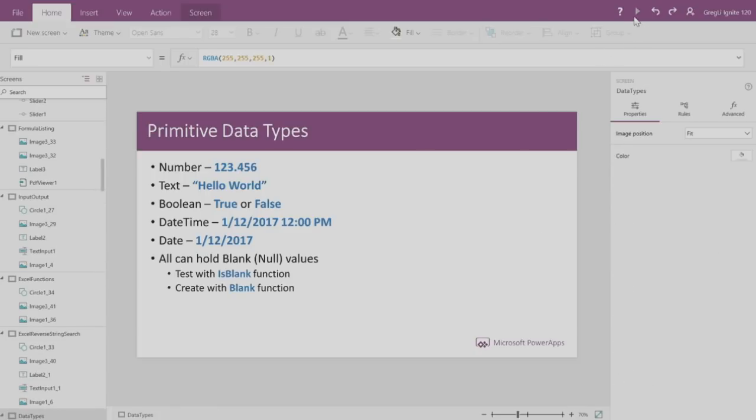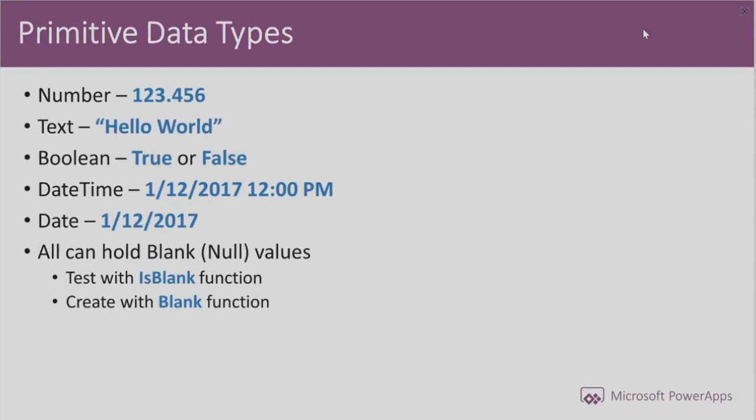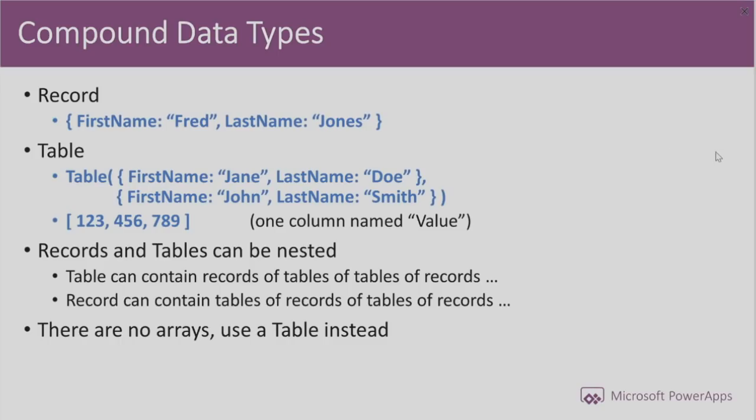Now let me go over some fundamentals. Like Excel, we have numbers, text, booleans. We have date times and dates. They're also like they are in Excel in that they are numbers under the covers if you want to manipulate them at that level. All of them can hold nulls or blanks. We use blank because that's also like Excel, and there's an is blank to check if you have a null value. There are also compound data types. There are records and tables of records. Those are first-class citizens to us. They can be nested arbitrarily. You can have tables inside records, inside tables, inside records. But there are no arrays. If you want an array, that's a table that's a single column that just has the heading value usually.